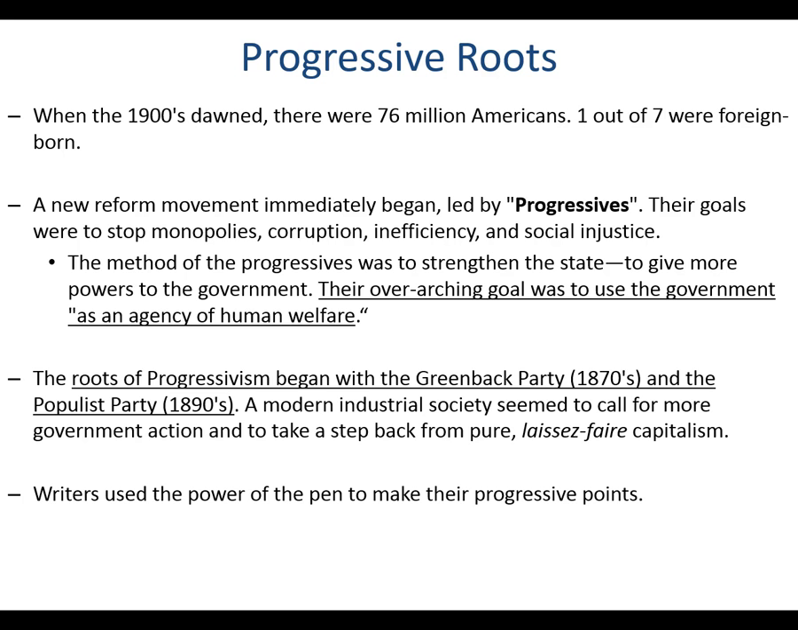And that's what these progressives aim to do, and they try to, like it says there in the underlying part, their overarching goal is to use the government as an agency of human welfare, basically meaning that they're going to create a libertarian state, not a welfare state, but a government that helps its people achieve, and basically takes care of its people in a way that they deserve to be protected. And that's what we're going to look at, some of those issues.